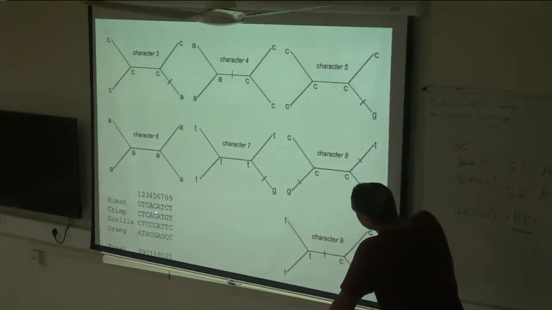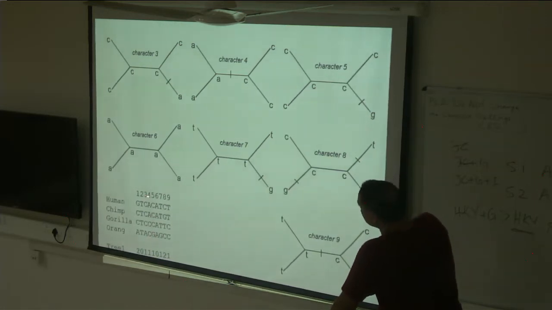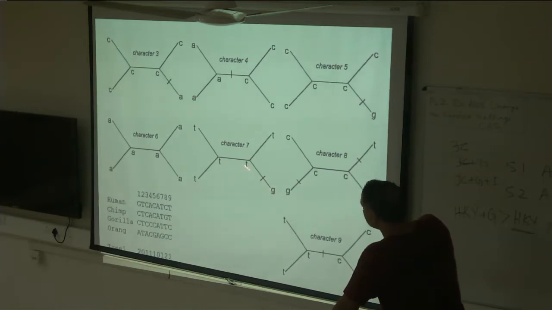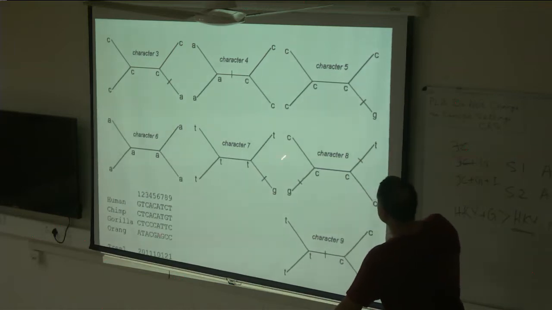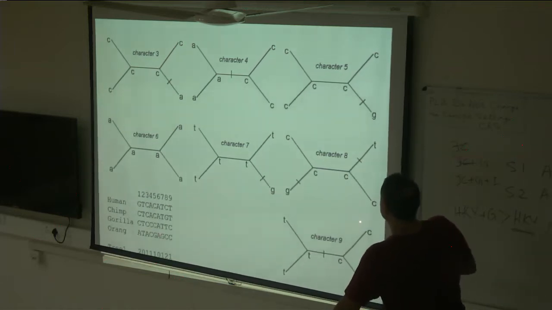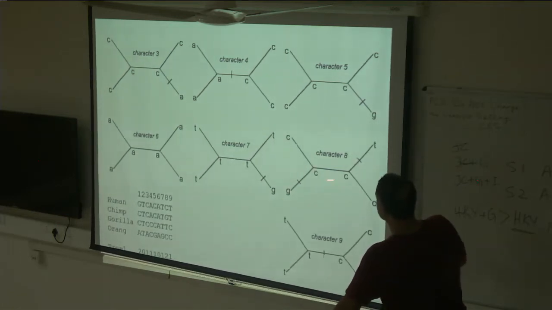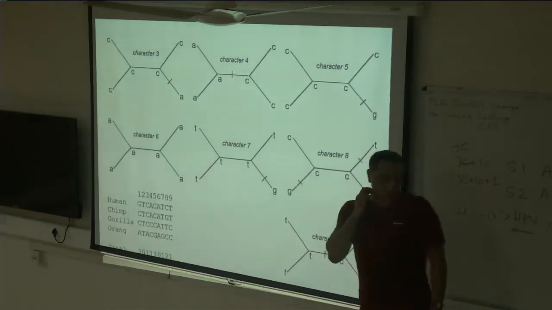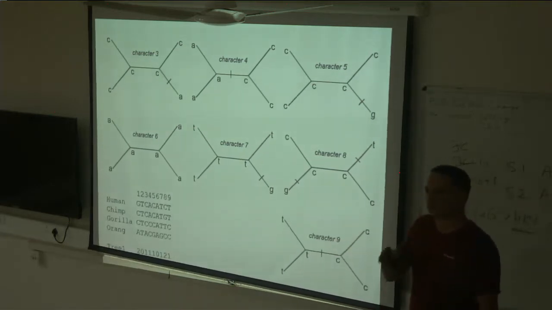Character number 5 is again a unique change in orangutan. Okay. Character number 6, uninformative. Character number 7, again a unique change in orangutan. Right. Character number 8. Yeah, this is somewhat similar to character number 1, where the most optimal reconstruction is C over here. And character number 9 is again a synapomorphy. Okay? So, now if you count up all these changes, that is the total tree length.